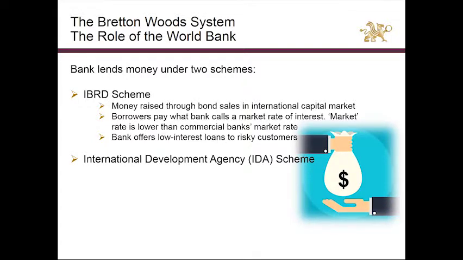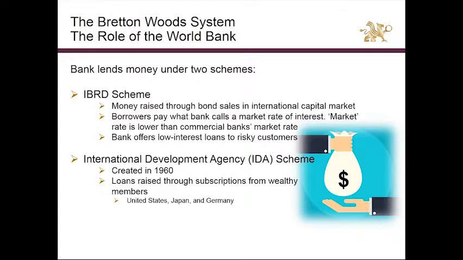A second scheme is overseen by the International Development Agency, the IDA, an arm of the bank created in 1960. Resources to fund IDA loans are raised through subscriptions from wealthy members such as the United States, Japan, and Germany. IDA loans go out only to the poorest countries. Borrowers have 50 years to repay at an interest rate of 1% per year.